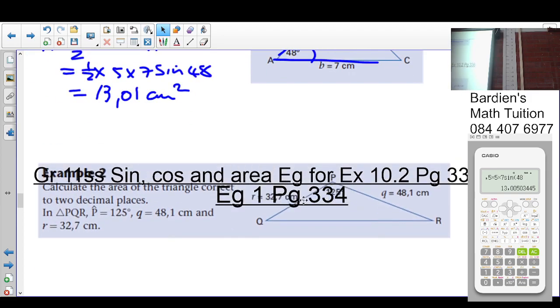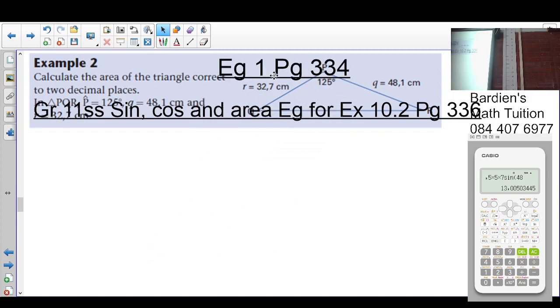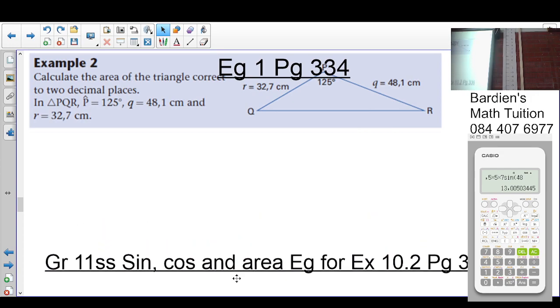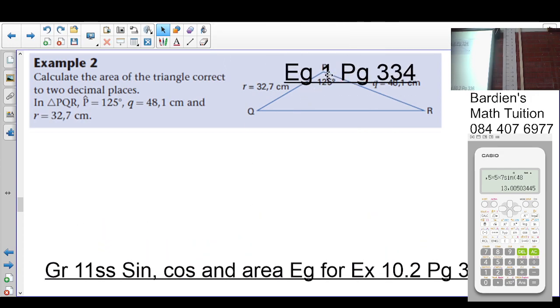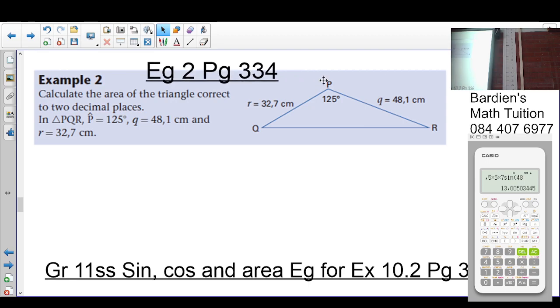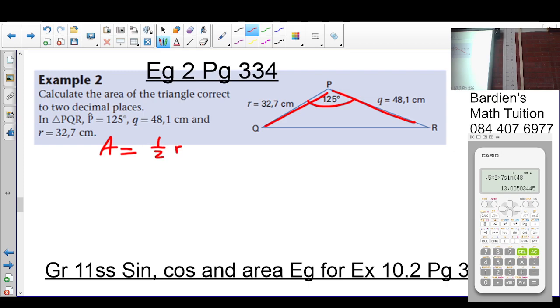Let's go to example 2. Is example 2 on the same page? In example 2, we are told to calculate the area of triangle PQR, correct to two decimal places, in which angle P is 125 degrees, q is 48.1, and r is 32.7. How do we work out the area of this triangle? Do we have two lengths and an included angle? Yes. So it's going to be half rq sine of angle P, so half times 32.7 times 48.1 sine 125.